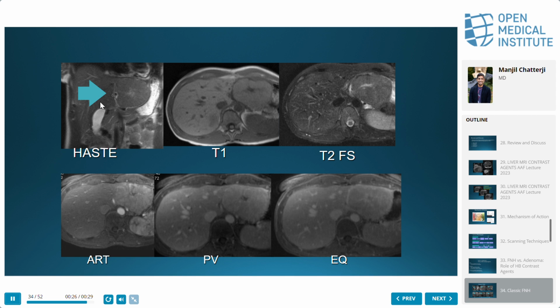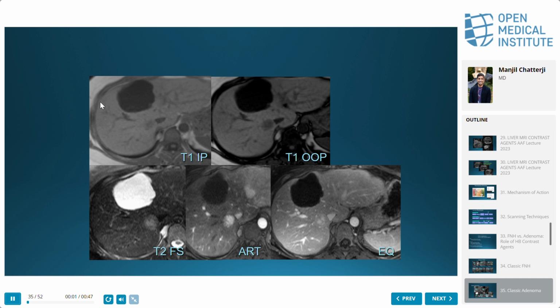So this is wonderful. If it looks like this, you're in great shape. But it doesn't always look like this. And so in that setting, you might need another agent. And this is an example of that. Does anyone see a mass here?